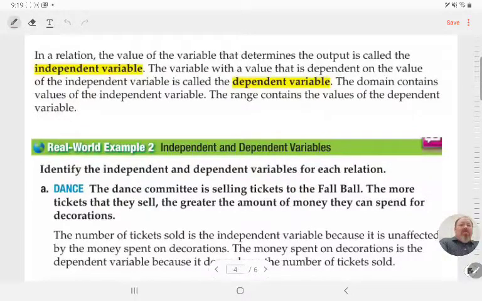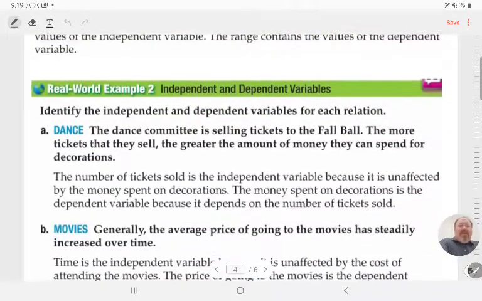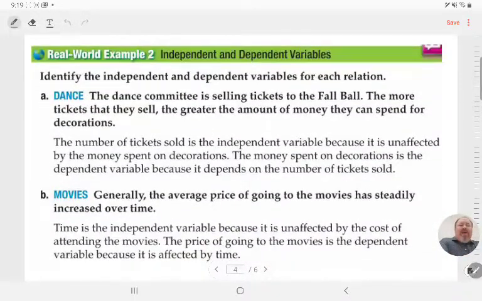Okay? So basically what that's saying is that the independent variable, or the independent, is going to be the domain, which is all of your x's, and the dependent variable is going to be all of the y's. Okay? So the y's are dependent upon the x's. All right. So identify the independent and dependent variables for each relation.